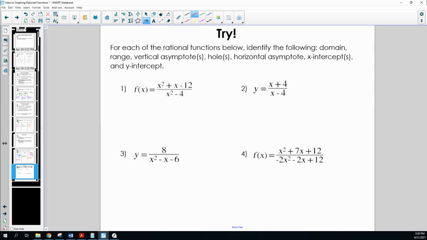Okay. So you guys are going to try these 4 problems. You want to make sure that for each of these problems, we identify everything that we talked about. So you're going to find the domain, the range, the vertical asymptotes, the holes, the horizontal asymptote, the x-intercepts, and the y-intercepts.